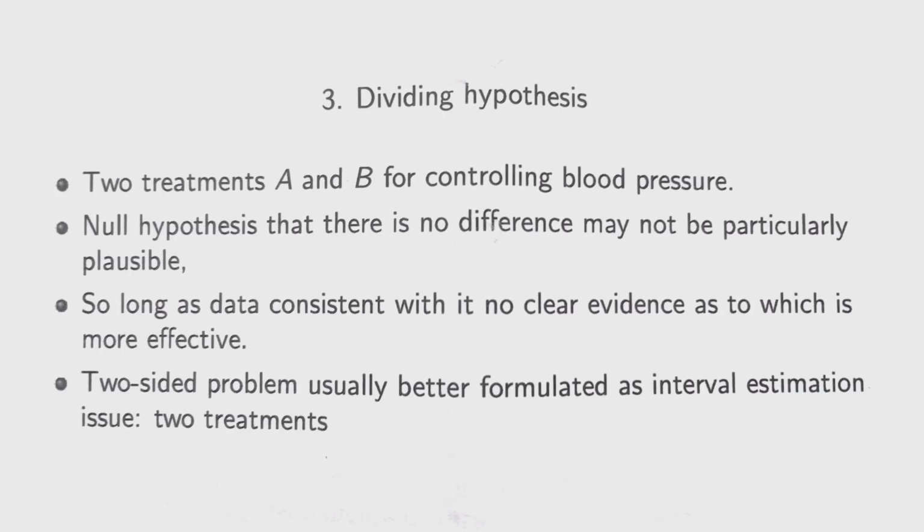So those were two quite distinct possibilities. Possibility one, really a two-decision problem. Possibility two, a hypothesis you were really interested in, that it might be true or near enough true. The third is a so-called dividing hypothesis. I've given an example there, two treatments controlling blood pressure.